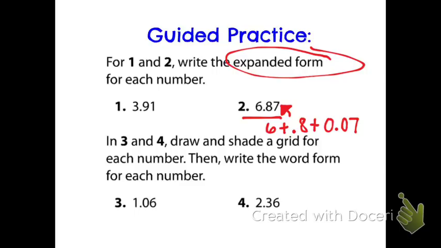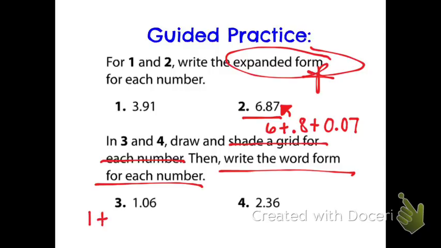On 3 and 4, it says to draw and shade a grid for each number, and then write the word form of each number. For these, I'm not going to worry about shading a grid. I just want you to write the word form and do expanded form. So for number 3, if I'm writing it in expanded form, I have 1 plus the next place value that I have. So in this one, I don't have a number in the tenths place except for a 0, and I'm not going to do a plus 0. So I just have to add together 1 plus 6 hundredths.